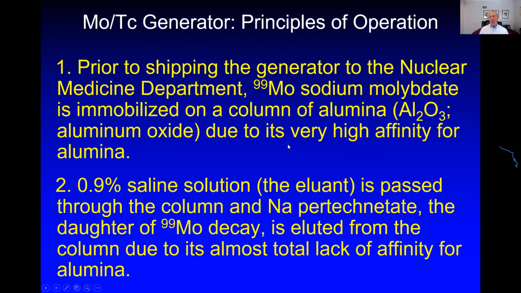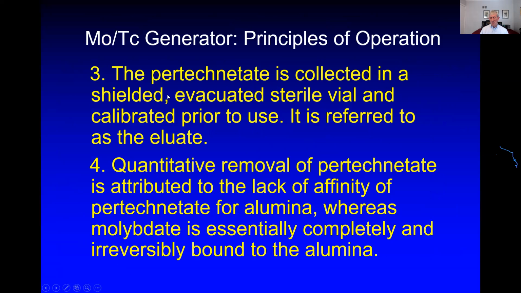Okay. Now, everything I said is summarized in the next 2 slides, so I'm not going to read it to you, but I'm going to hit the highlights. Prior to the shipping, molybdate is immobilized on the column of aluminum oxide. It's immobilized because it has very high affinity. Molybdenum aluminum oxide, very high affinity. We pass saline down the column. We collect it in a sterile, shielded, evacuated vial. That is called the eluate. It is in the chemical form of pertechnetate.